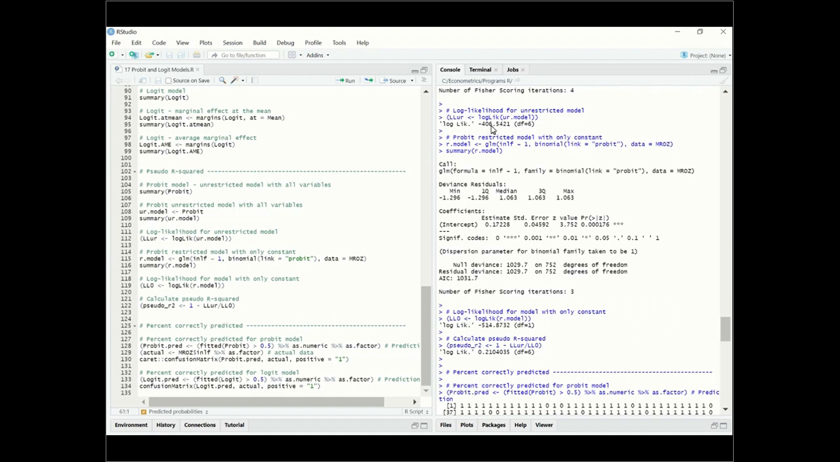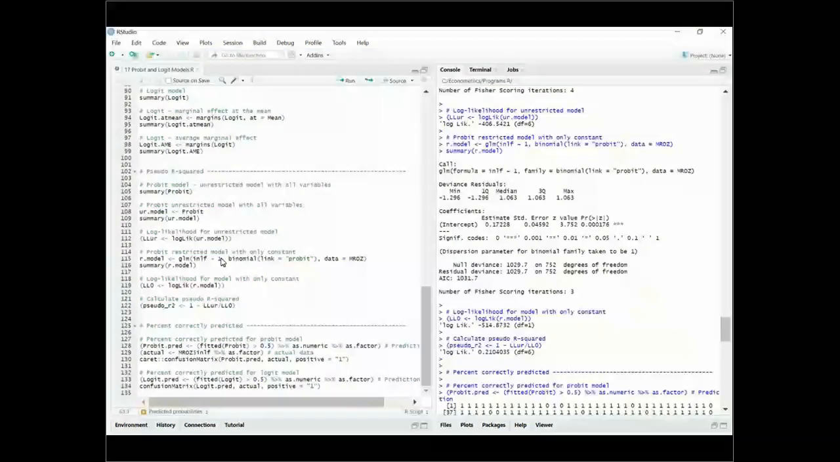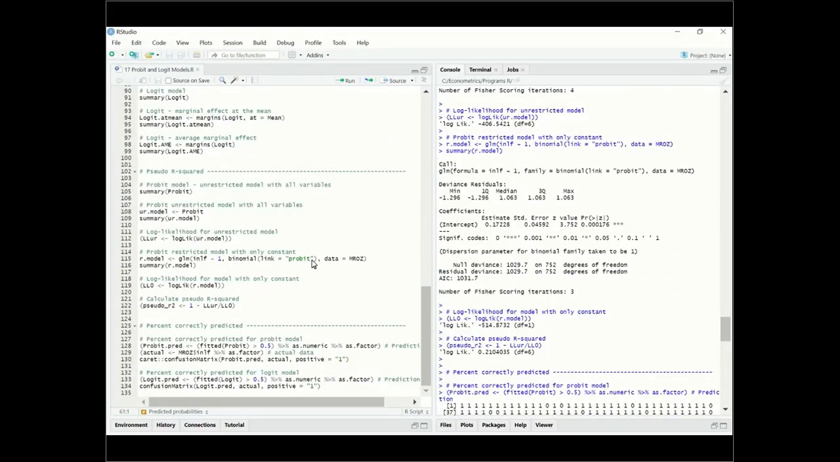Now, if we have the Probit model for the restricted model that only has a constant, what we need to do is re-estimate the Probit model. And so we're going to use the GLM here. And dependent variable would be in labor force only regressed on a constant of 1. Notice there are no independent variables here. And here for binomial, we're going to be using link equals Probit. So here, this is a restricted model that has only a constant. And so if we summarize this model and we put it R model, if we summarize it, this log likelihood here is going to be minus 514. And here is minus 406.